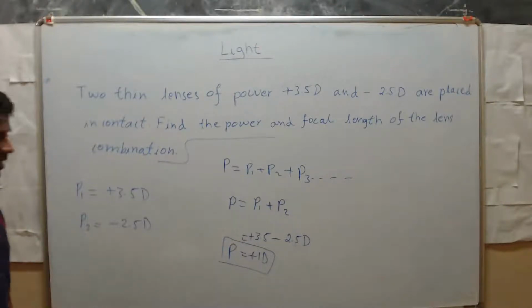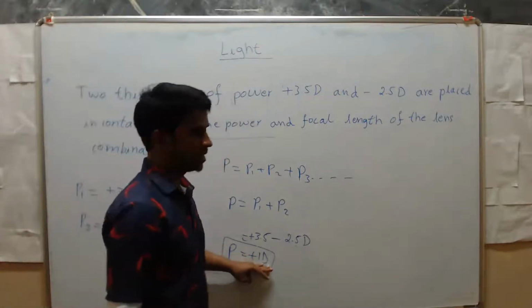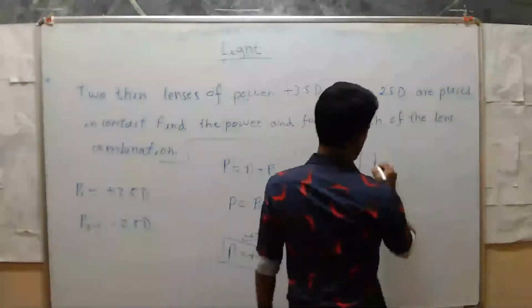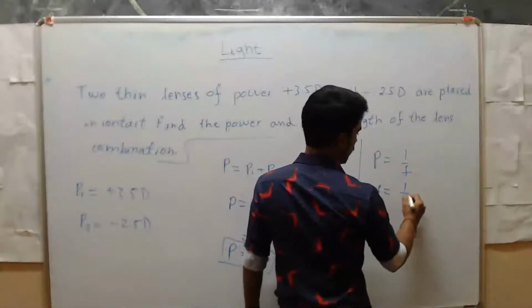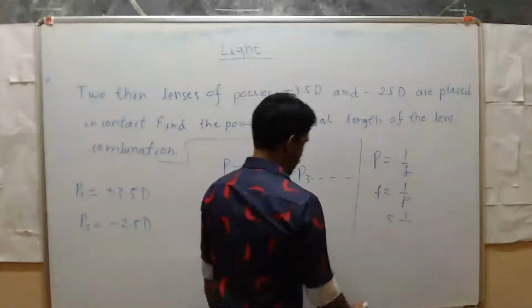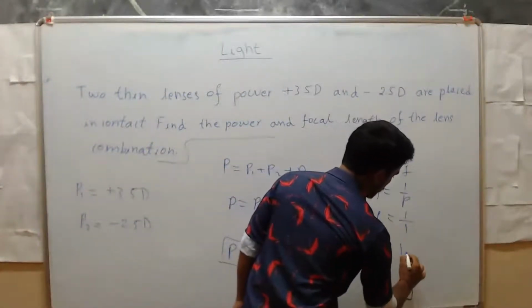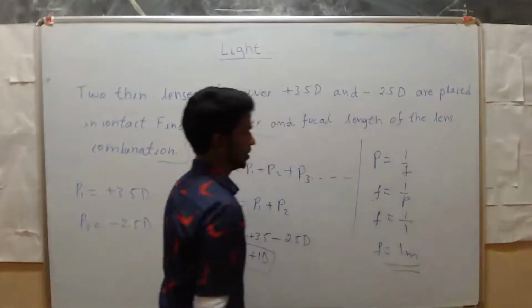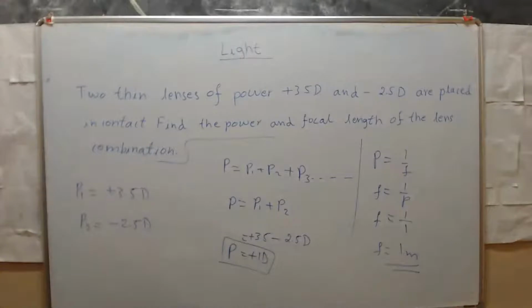Next, find the focal length. Power is equal to plus 1 D, right? So we know the formula P equal to 1 by F, then F equal to 1 by P. So what is the P value? P value is 1D. So then F equal to 1 meter. So the focal length of the lens combination is 1 meter.